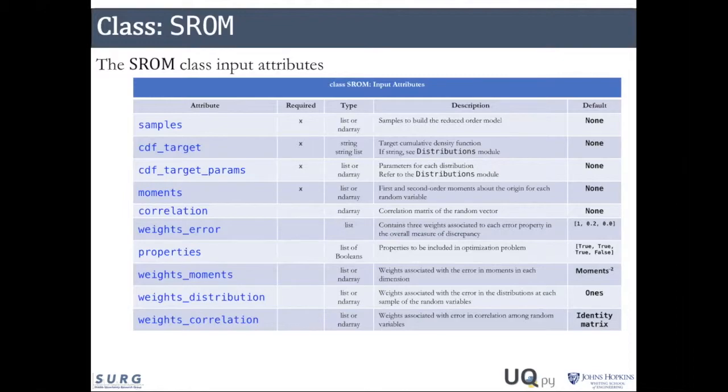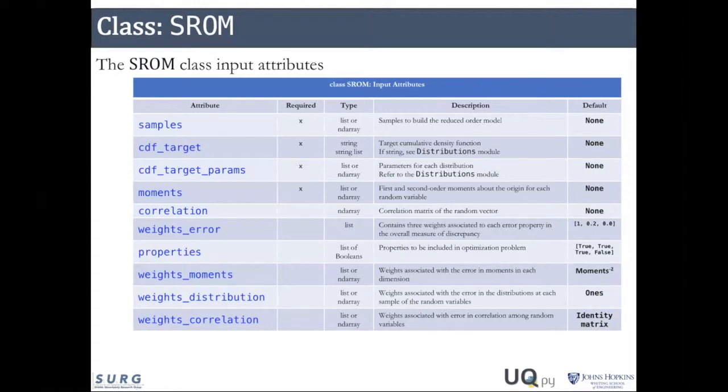CDF target can be a string or a list of strings, which defines, using the distribution module, the cumulative distribution function of our random variables. CDF target parameter are the parameters of our cumulative distribution function, and these are defined using the distribution module. The fourth attribute is moments. Moments can be defined using a list or an n-dimensional array.